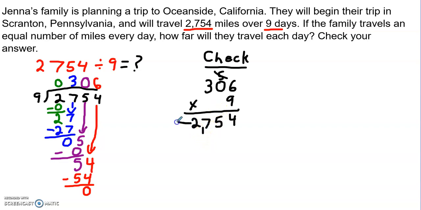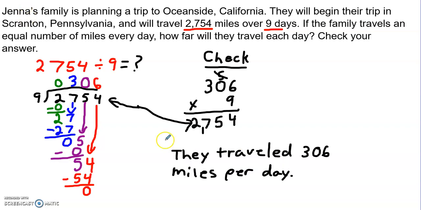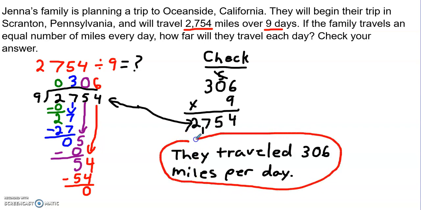So I look and I see that these two numbers, right, they're the same. So that my answer is 306. So I'm going to write this out as 306 miles per day. So Jenna's family had traveled 306 miles per day. Since this is a word problem, I needed to put my answer in a sentence. And then I'm just circling my answer.